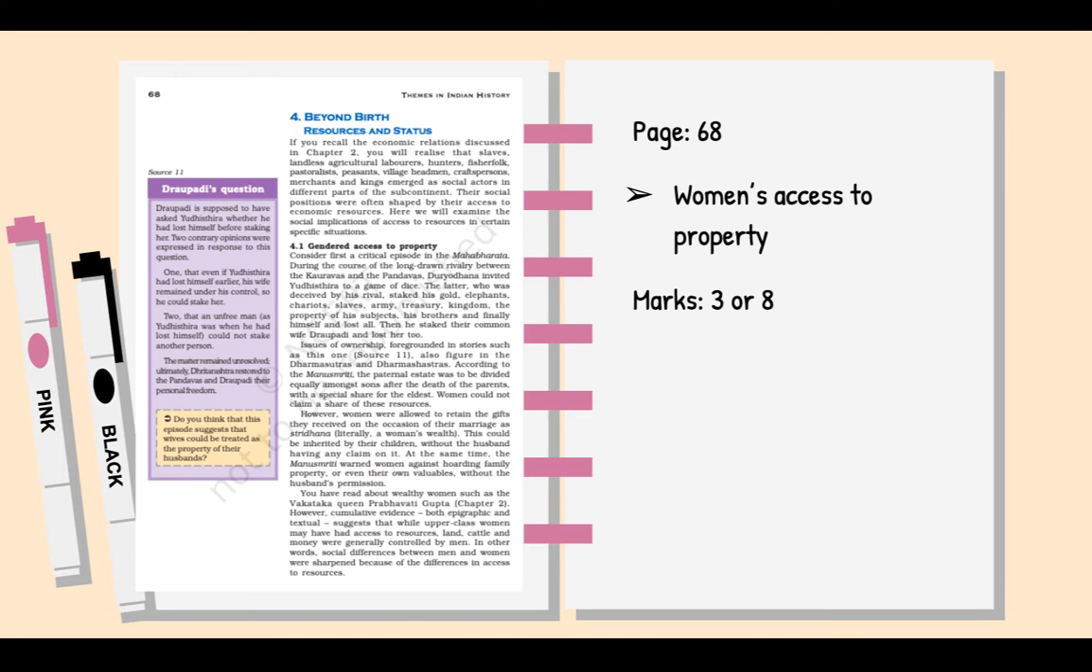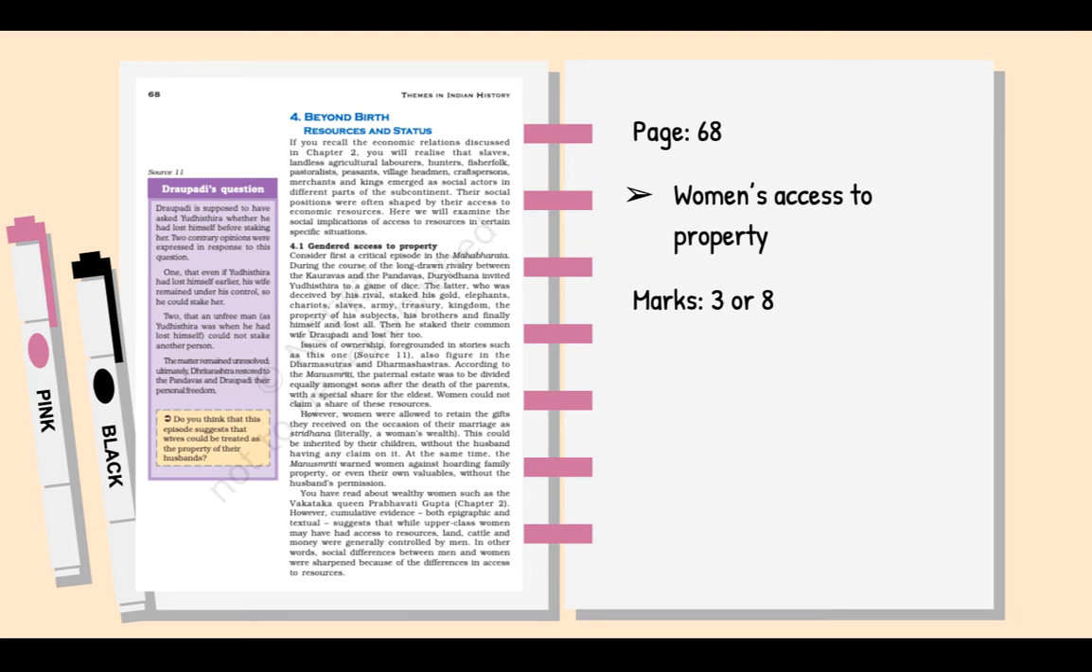Coming to page 68, it talks about women's access to property. Could women own property? What kind of property could they own? For example, women could not own immovable property like houses and land. However, they could own the jewelry and the gifts that they received at the time of marriage.